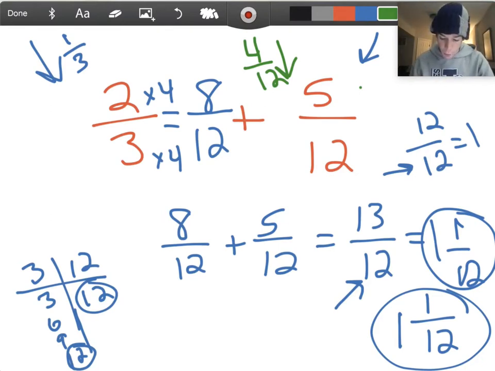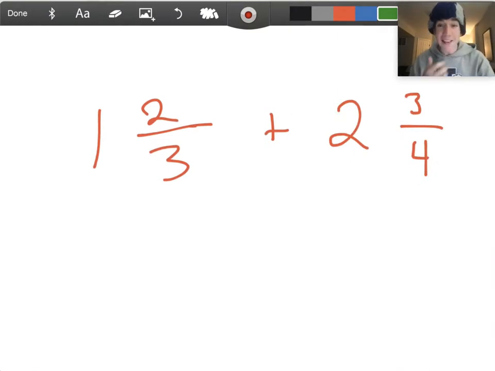All right, let's look at one more example. In this case, we have whole numbers and fractions with it. These are called mixed numbers when we have a whole number and a fraction together. Now, this actually works the exact same way. We can treat the fractions separately than we treat the whole numbers.